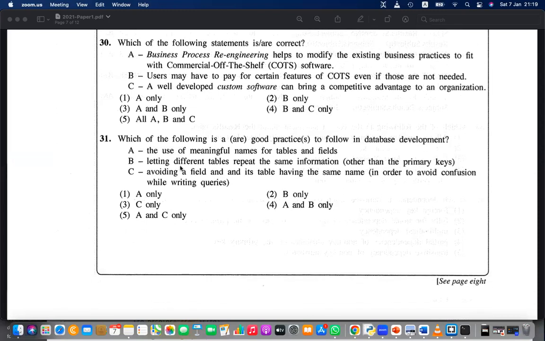Which of the following are good practices to follow in database development? Use meaningful names in the tables and fields. Yes, of course, because in programming also you need to do that. Letting different tables repeat the same information, that is duplication. That is not good, that should be avoided. Avoiding a field and its table having the same name. Yes, to avoid confusion, you can do that. AC only, which means answer number 5 for question number 31.